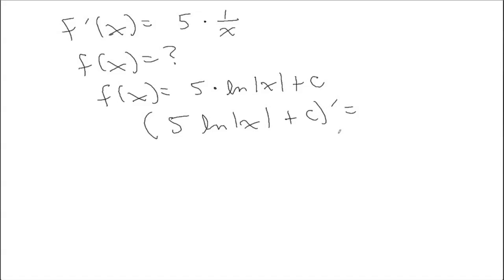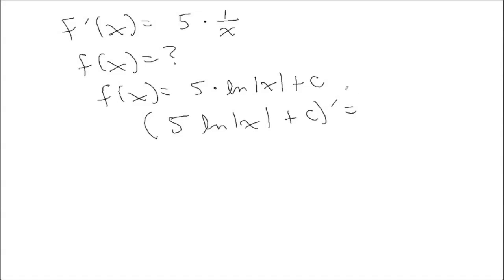What is this? 1 over x. Well, if that was the case, we would have gotten it wrong because the function wasn't 1 over x. It was 5 times 1 over x. All right, looks like we're having a little trouble with that one.